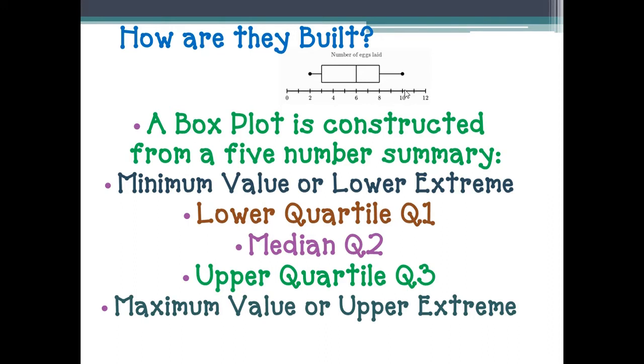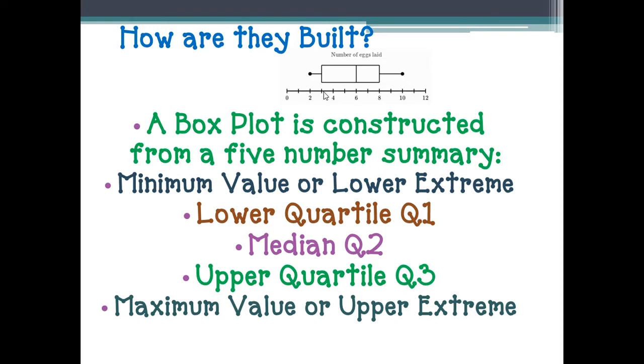Now we're down to 2 values left. One is the lower quartile and the other is the upper quartile. Let's start with the lower quartile. What do you think the lower quartile value is if you look at that box plot? If you identified 3 eggs, you are correct. That is the lower quartile.